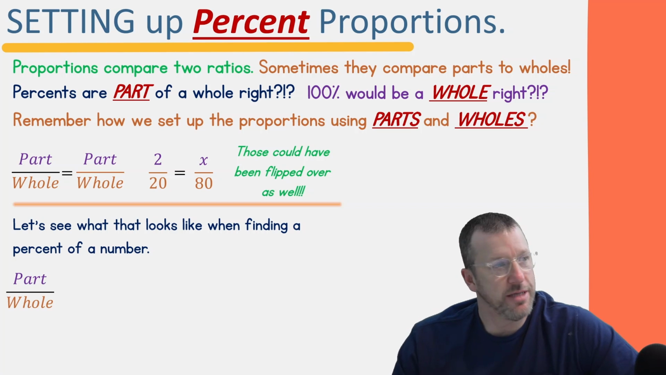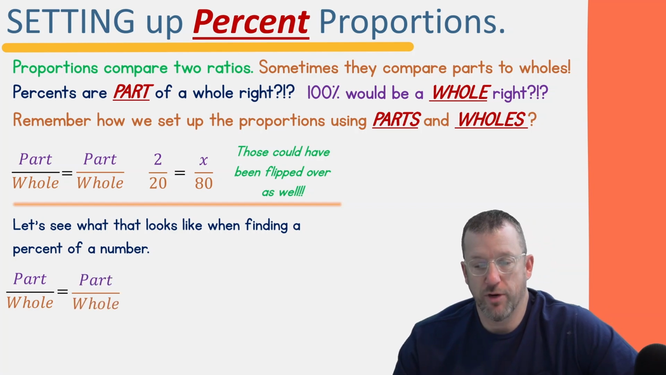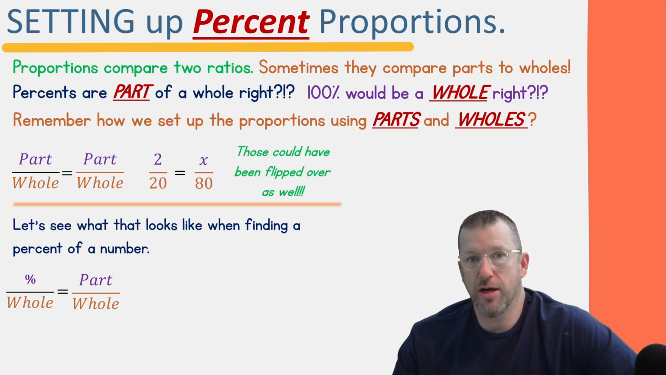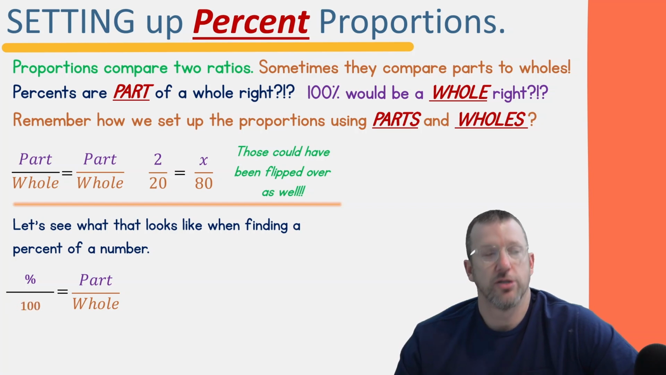What did we say up at the top of this slide that was a part? Well, a percent is a part of a whole. Okay, and we're going to set it equal to part of a whole. So a percent would go on top. So a percent is a part. And remember, a percent out of a whole is always out of what? It's always out of 100.